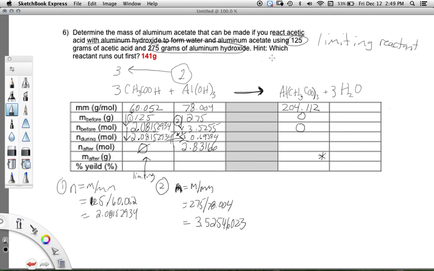Okay, and this proves it. How do I prove which one's limiting? How do I find out which reactant runs out first? I show it here in my moles after. The one that goes to 0 is limiting. That's the number that we use. The one that has stuff left over, by definition, that's excess.